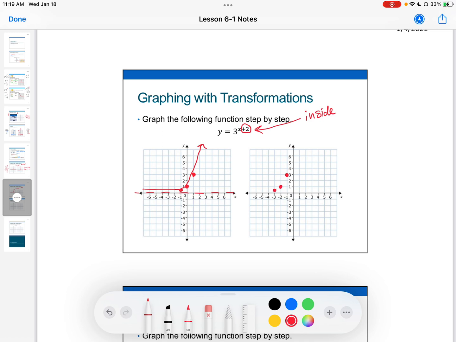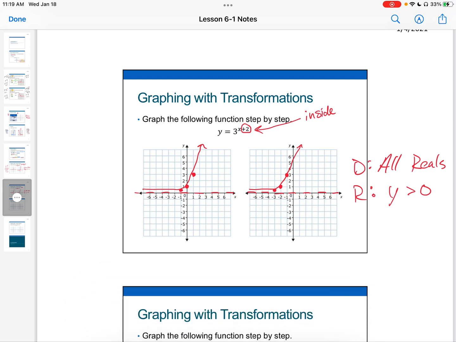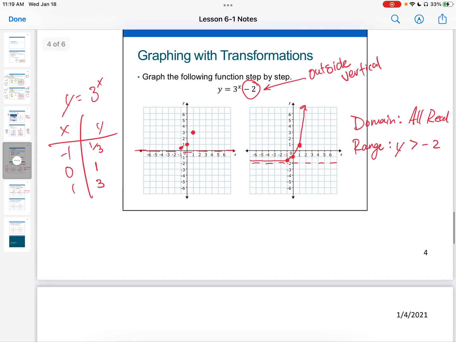Does my horizontal asymptote shift? Yes, it does, but it doesn't look like it because it's just an infinite line. It's just kind of like I'm pulling that rope. It's still going to look like a rope as I pull it to the left. Again, for this one, your domain is still all reals. All of these will have a domain of all reals. However, for my range, notice my asymptote didn't move. So my range would still be y is greater than 0. So now you guys have an example of what an inside shift looks like and what an outside shift looks like.